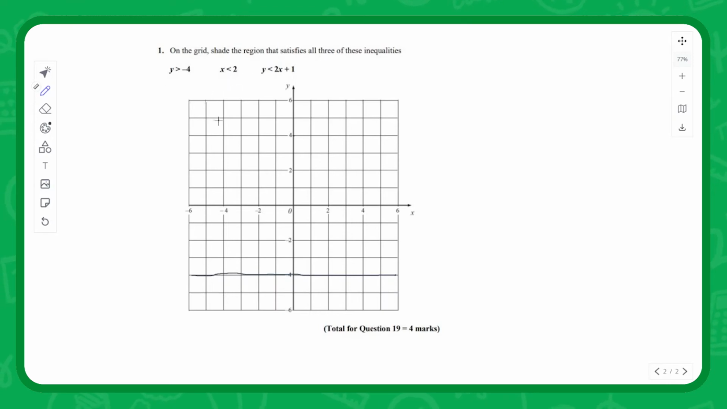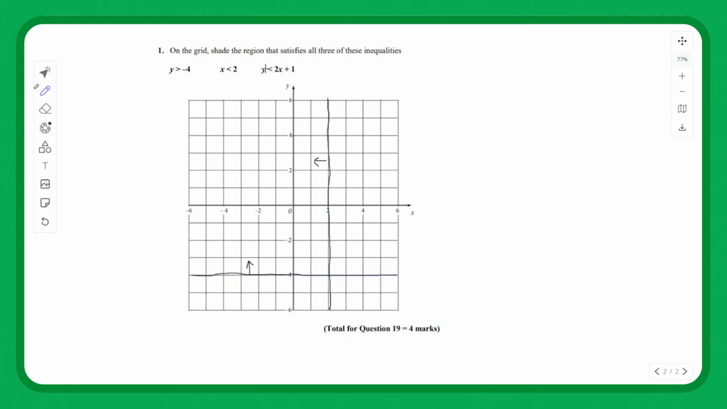Next up, we've got x is less than 2, and so I'm going to be blocking off a horizontal region. And so anything above this line and anything to the left of this line is at the moment going to satisfy these 2 inequalities. Finally, y is less than 2x plus 1.